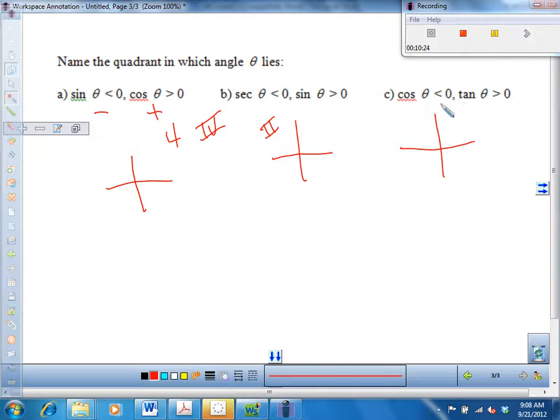Here, cosine is negative, and tangent is positive. So, it's got to be down here, right? Because cosine is less than 0, tangent is greater than 0, and since cosine and sine are both negative, that makes tangent positive. Okay? And so then you're in quadrant 3. Any question on that? That easy? That's pretty easy, right? Okay, moving on.